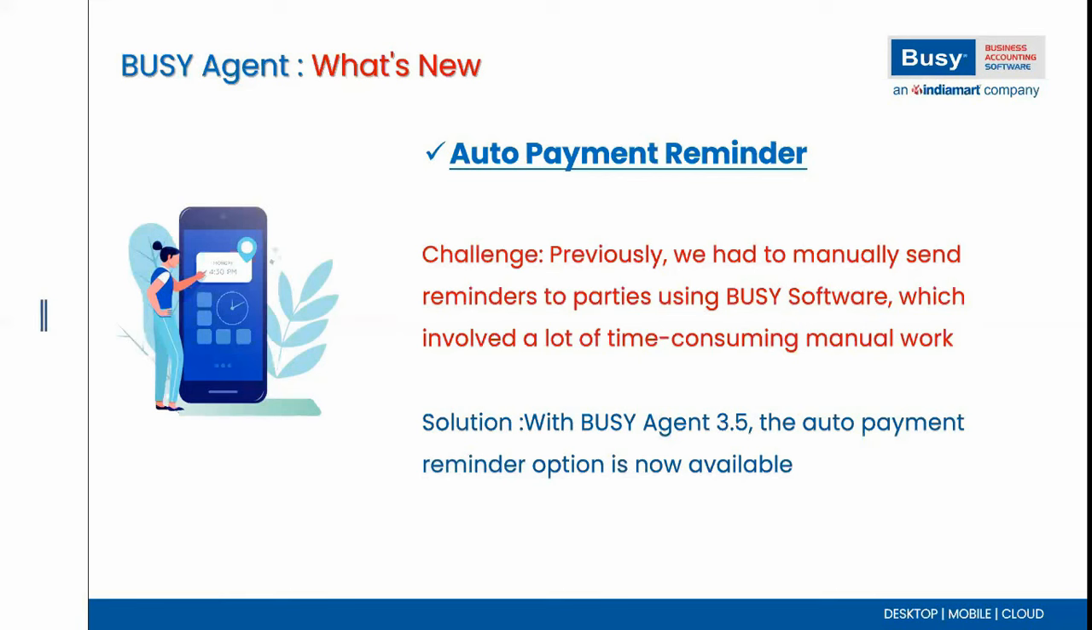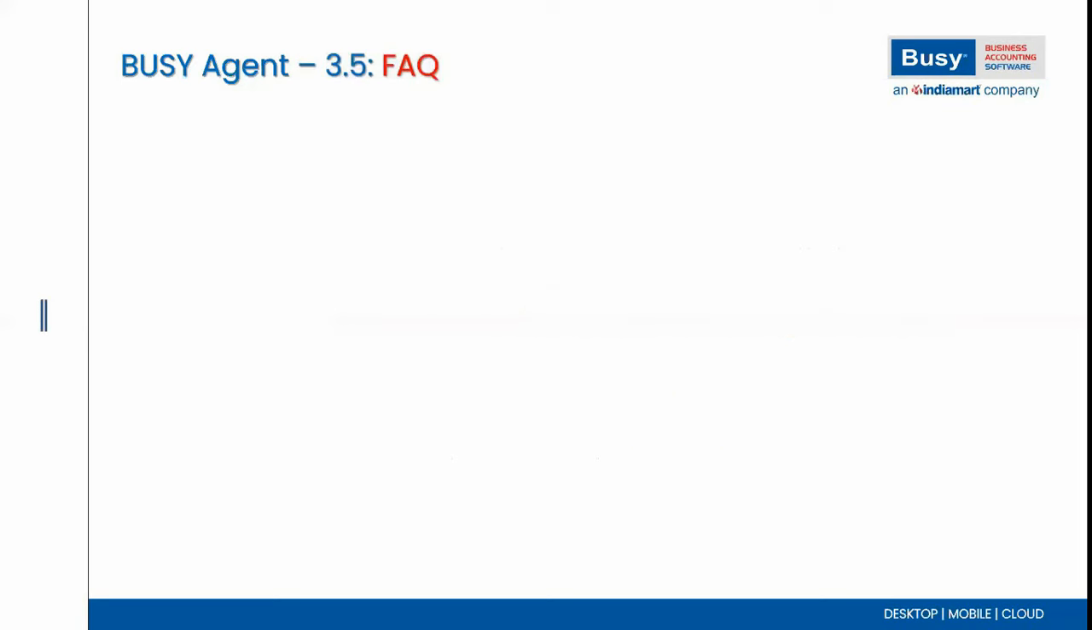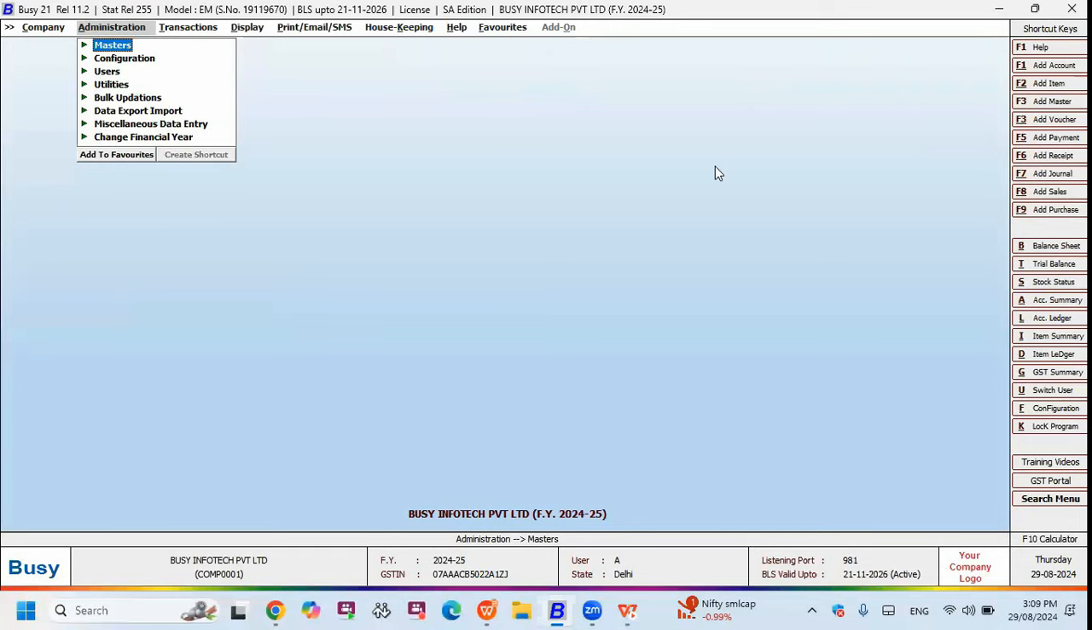Then you can install the 3.5 release of Busy Agent and make the necessary settings in it. Then you will be able to send the reminder to your customers. Now we will see how it works and how to do these configurations in Busy Agent. First, I will open the Busy company here. The company name is Busy Infotech Private Limited.